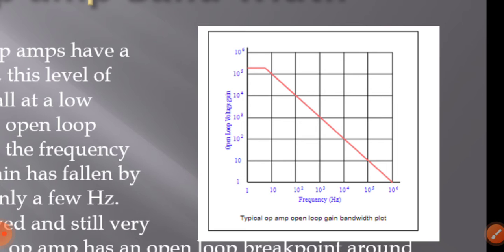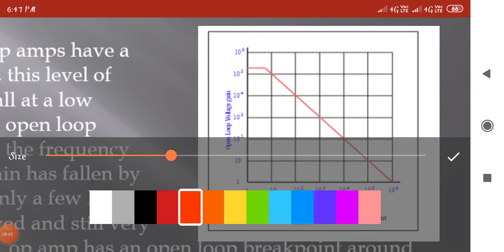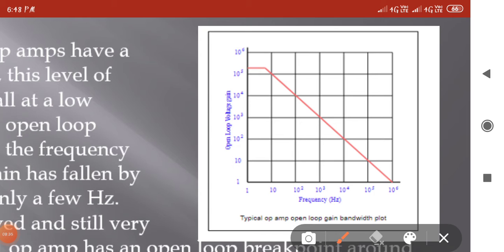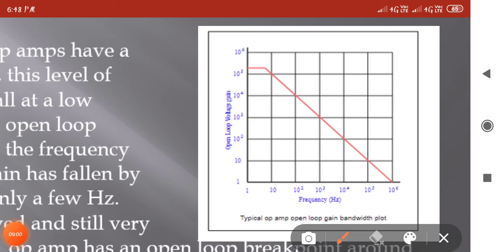How does the 3 dB come in? It is the open loop gain. Open loop gain is 10 raised to 5. If you take the gain as 10 raised to 5, then 10 raised to 5 into 2, into 5 of the 10 raised to 6 is the frequency. It is in the megahertz.